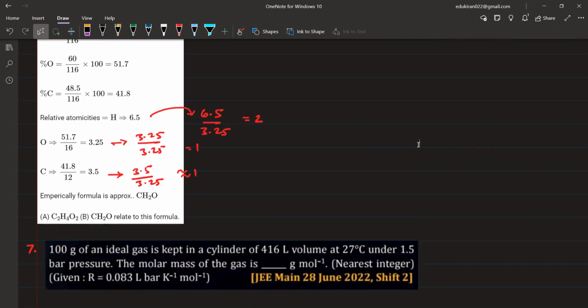100 grams of an ideal gas is kept in a cylinder of 416 liters volume at 27 degrees Celsius under 1.5 bar pressure. The molar mass of the gas is dash grams per mole.